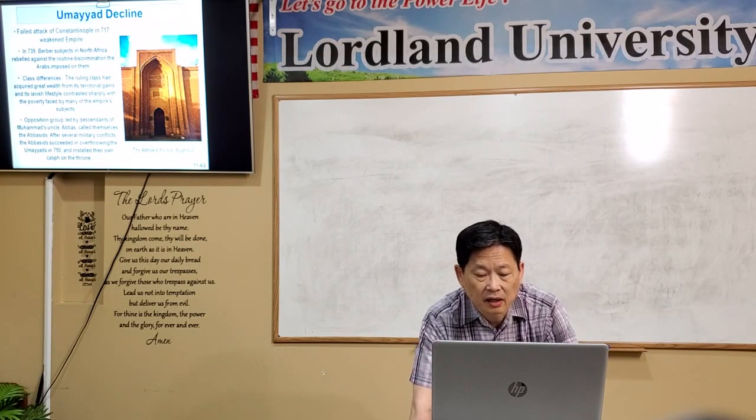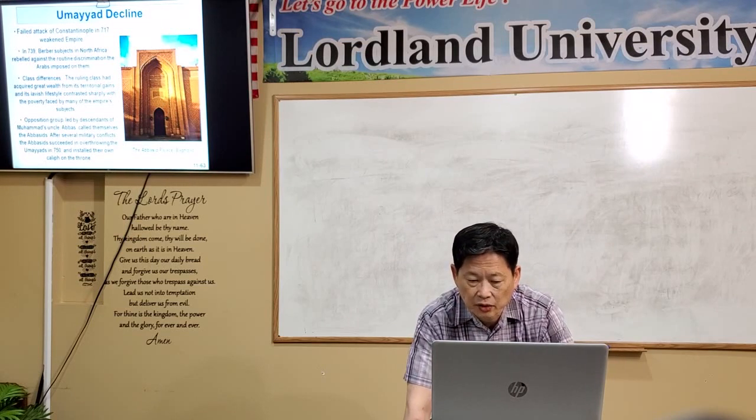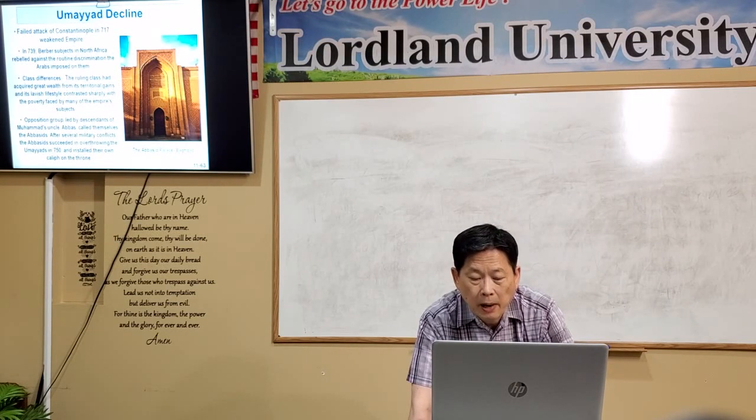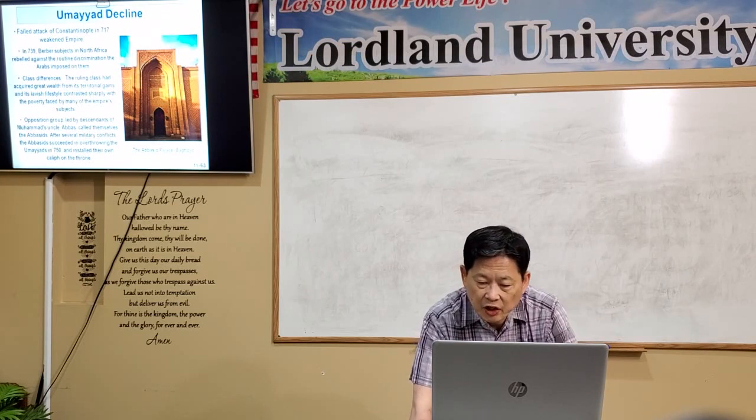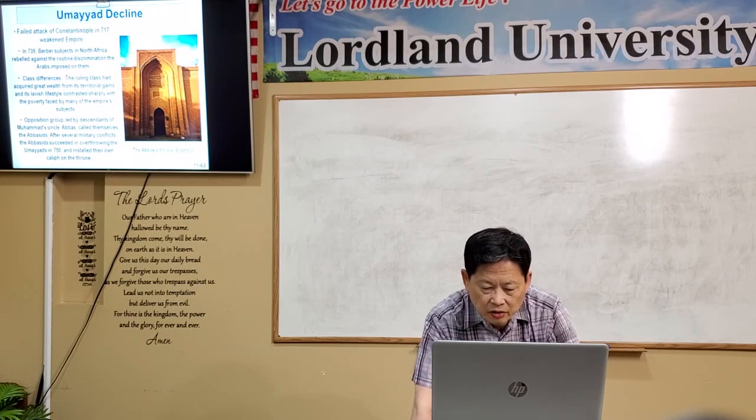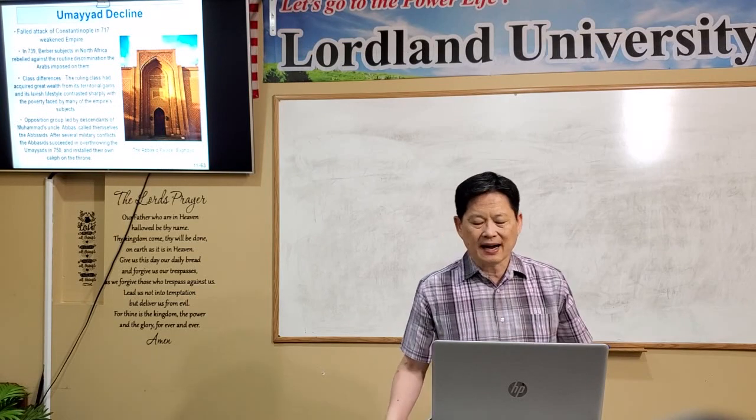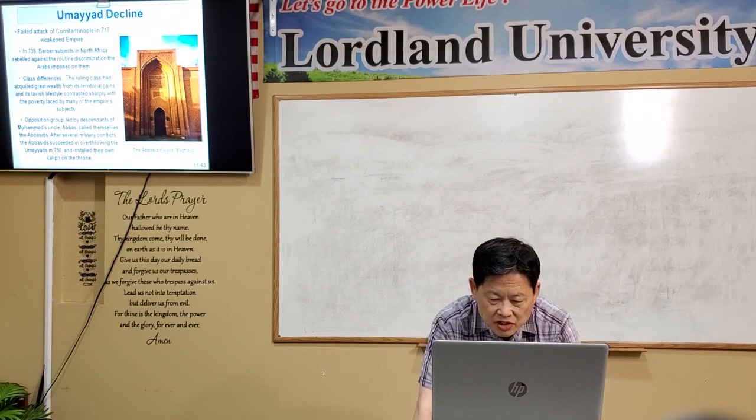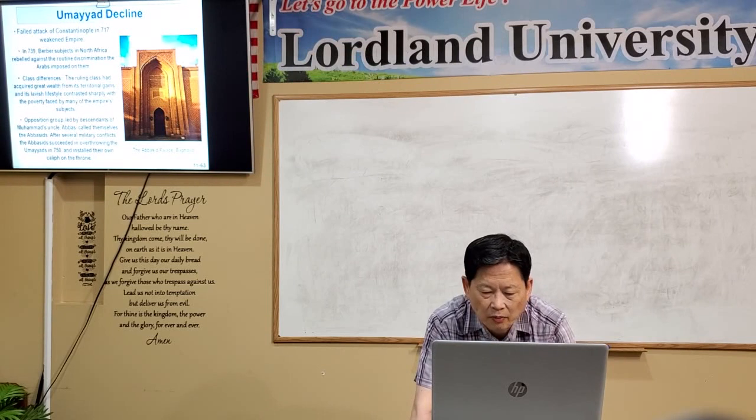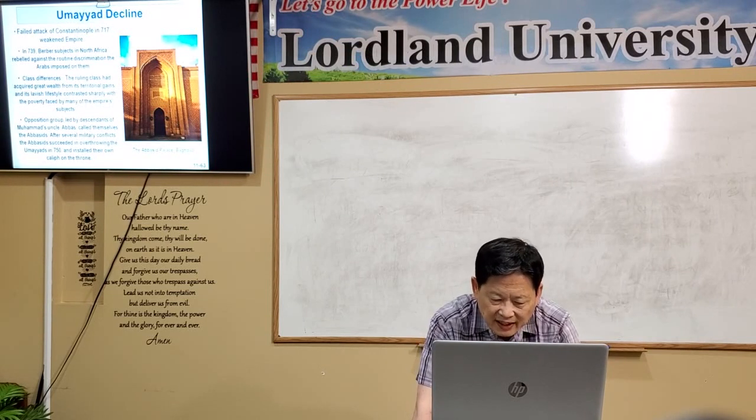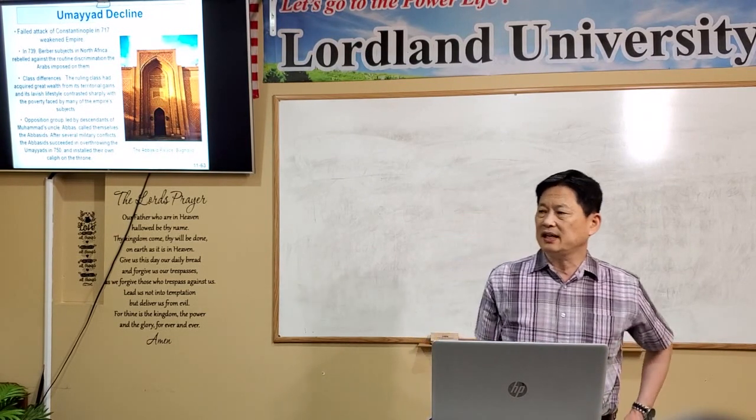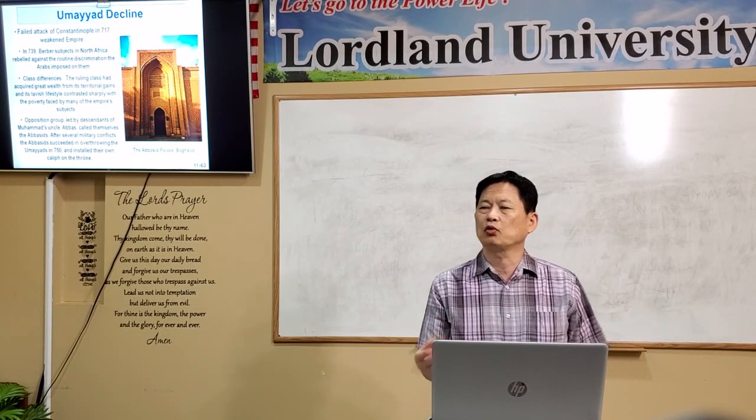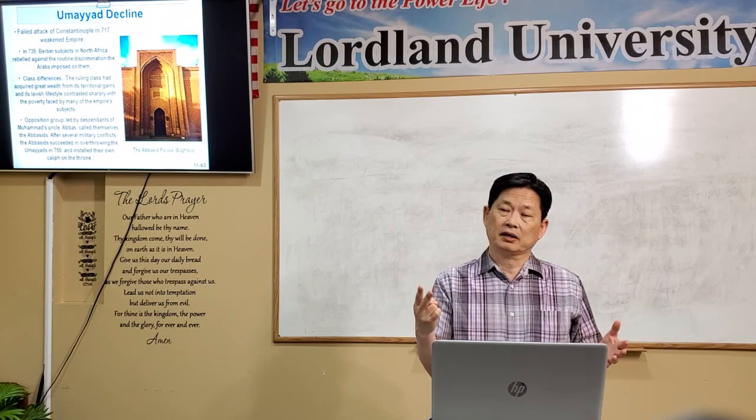The ruling class had acquired great wealth from its territorial gains, and its lavish lifestyle contrasted sharply with the poverty faced by many of the empire's subjects. The opposition group, led by descendants of Muhammad's uncle Abbas, called themselves Abbasid. After several military conflicts, the Abbasids succeeded in overthrowing the Umayyad dynasty in 750 and installed their own caliph on the throne. These Abbasids dominated the control of the Islamic world for several hundred years. The Abbasid dynasty is referred to as the third Islamic dynasty.